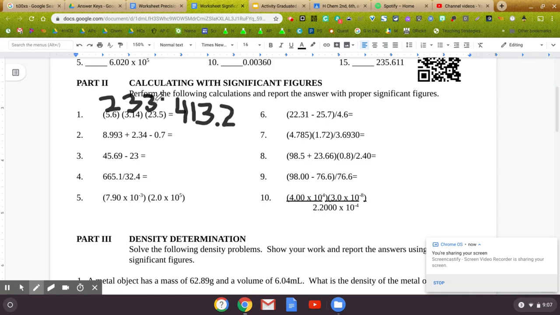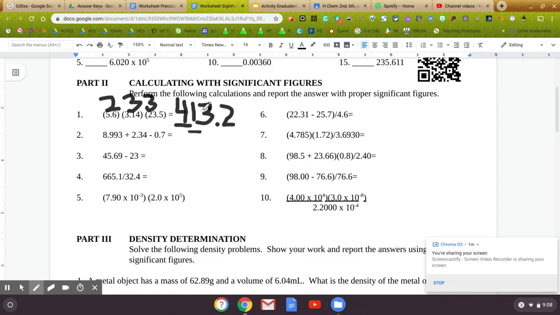Now, of these 3 numbers, the multiplication division rule says this: you can only report your answer to the least number of place values from your numbers going into your calculation. So since 2 is our smallest number, we can only have 2 place values in our final answer. So we have the 4, which is in the place value called the 100s, and then we have the 1 that's in the place value called the tens. So we're only able to use those 2 place values, which means that we have to only round to this number right here, the tens position.